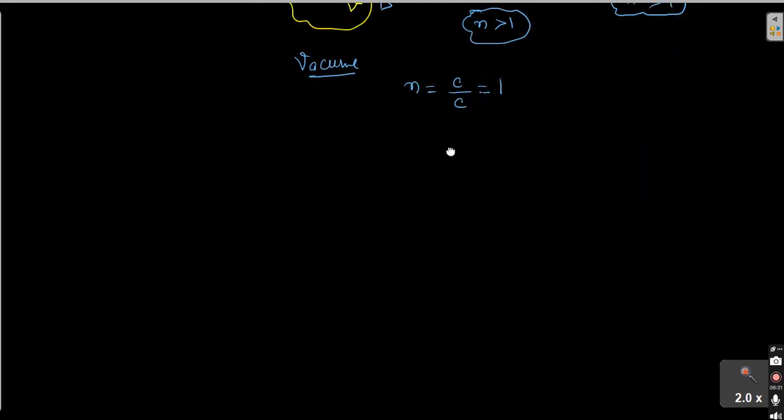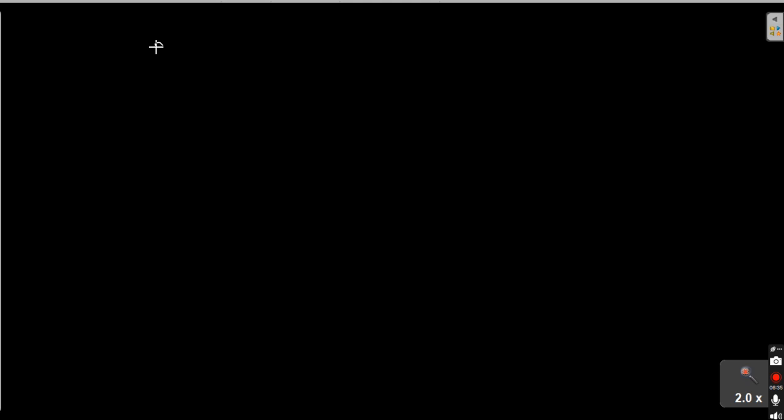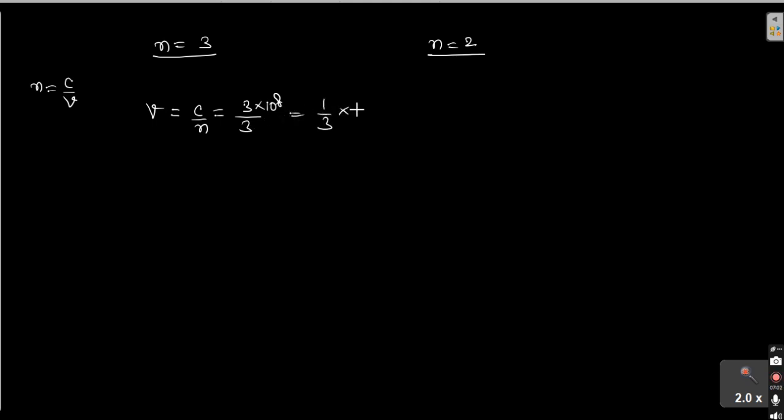Okay, so this is the refractive index. Basically, if I give you that the refractive index of a medium is 3, and you want to find the velocity in that medium, then as we know n equals c by v, so v will be equal to c by n, which is 3 into 10 to the power 8 divided by 3. That means the speed is reduced to 1 by 3 times. So you can find the speed too: 1 into 10 to the power 8 meter per second. If the refractive index is given like this, then this is the absolute refractive index.